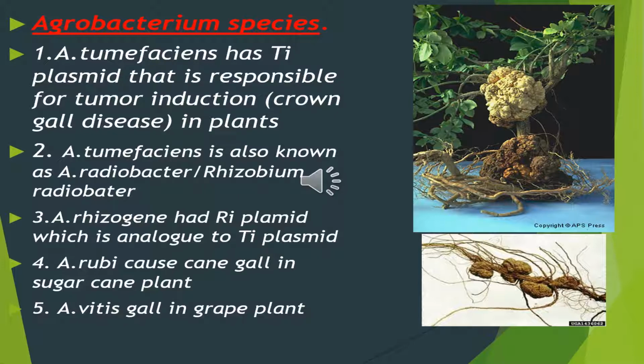Agrobacterium rhizogenes has Ri, that is root inducing plasmid, and is responsible for causing hairy root disease in plants. Ri plasmid is analogous to Ti plasmid. Agrobacterium tumefaciens is responsible for cane gall in sugarcane plant. Agrobacterium vitis is responsible for causing gall in grape plant. In this way, you have seen that apart from Agrobacterium tumefaciens, there are 3 more species responsible for causing disease in different plants.